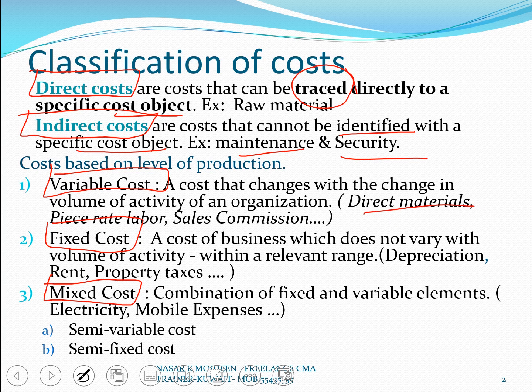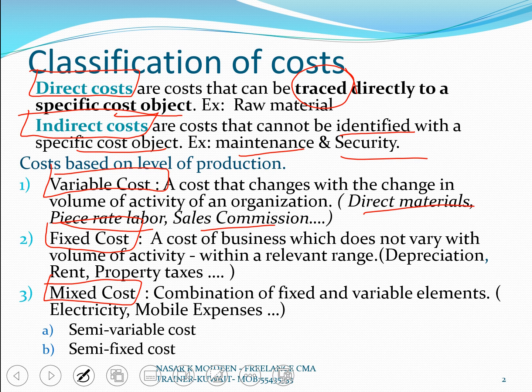An example is direct material. The more you produce, the more material you need. Piece rate labor: the more you produce, the more hours of labor you need. Sales commission: the more the salesperson sells, the more commission you have to pay. If they sell less, you will pay less commission. So this cost which changes according to the activity level is called variable cost.